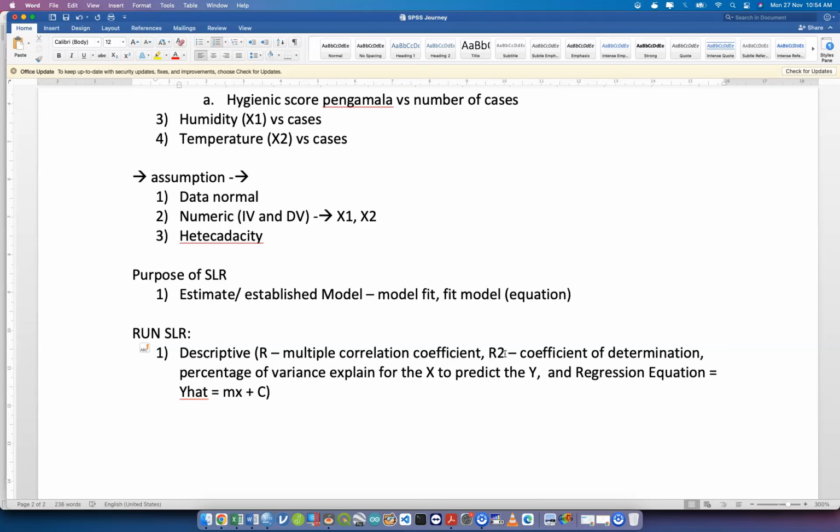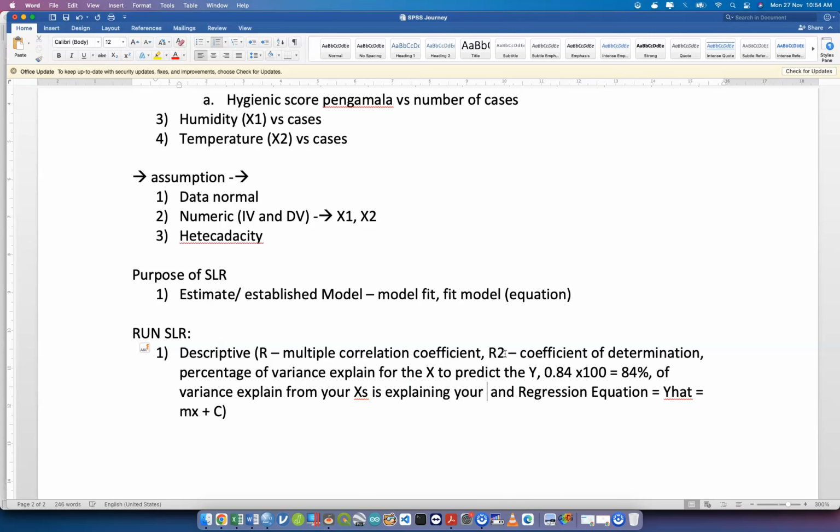Example. Faham ke tak? Tak faham lah kalau dah sekali cerita dalam bahasa ayat tu macam tak faham. Coefficient of determination is the percentage of variance explained for the X to predict the Y. I give you one example. 0.84 that you are going to see after this, or any numbers, you times it by 100, you will get approximately 84. Betul tak? 84 here means 84% of the variance explained from your X is explaining your Y. Faham?